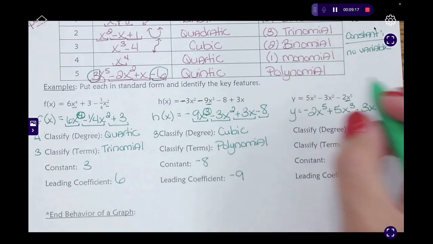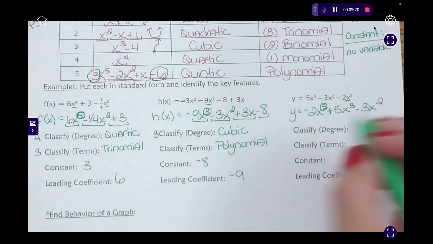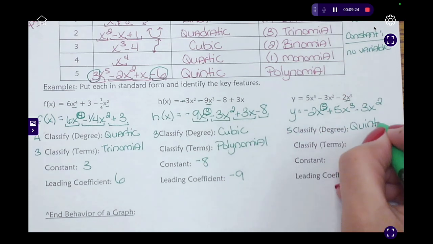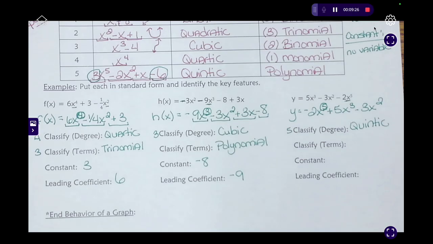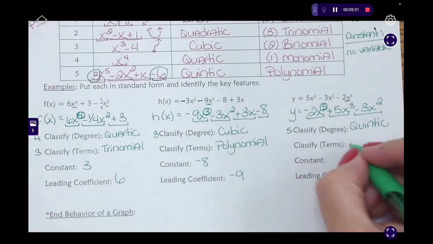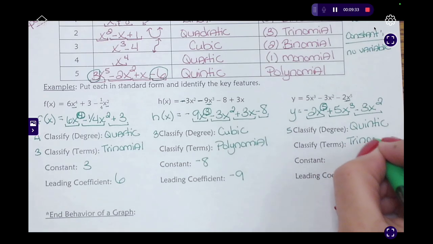So looking at this, the degree of this polynomial is 5. So because it's a 5, that would be called a quintic polynomial. And then looking at the terms, I have 1, 2, 3 terms. So that would be called a trinomial.